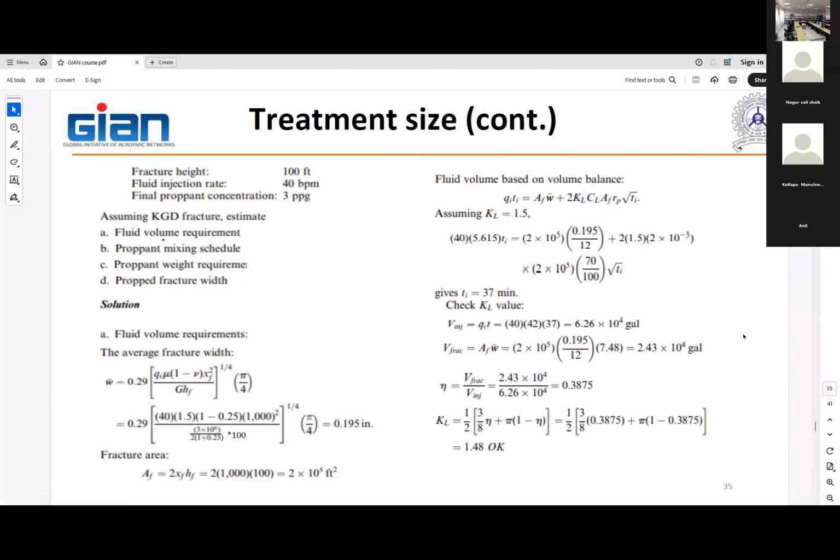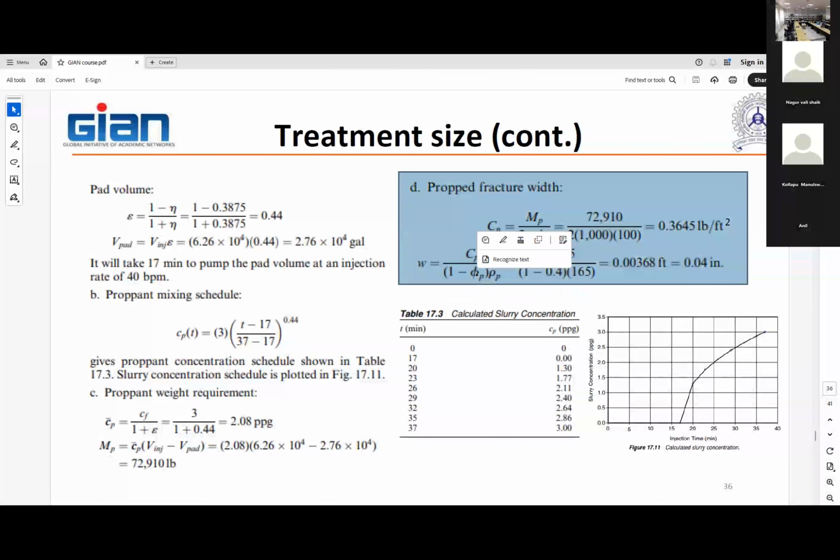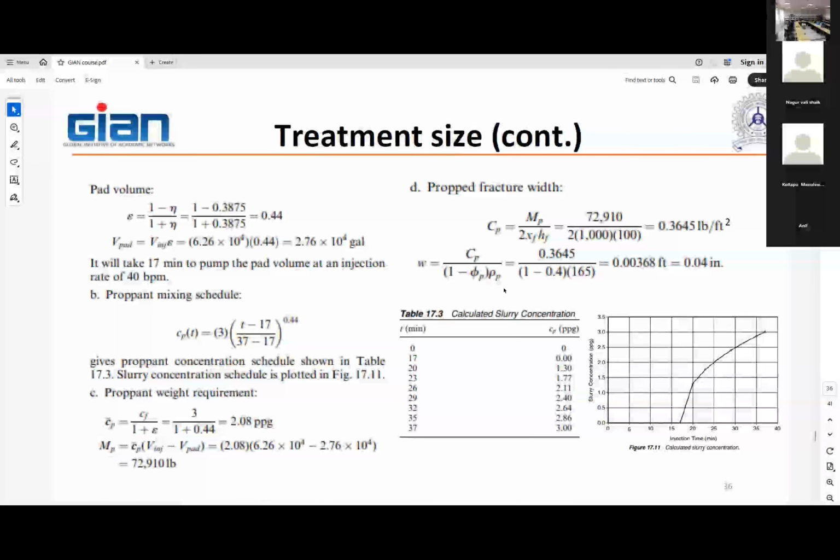And the answer that you gave me is also correct, because I did not tell you whether I was asking about the propped or unpropped. The propped fracture width is the proppant concentration divided by the porosity of the proppant pack times the density of the sand. So you are correct.